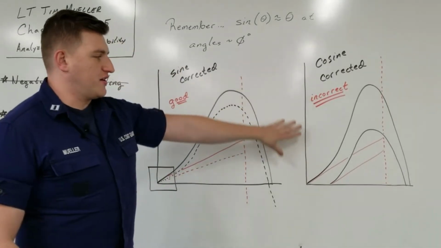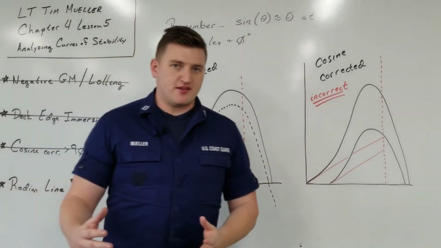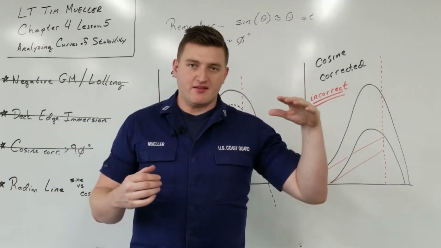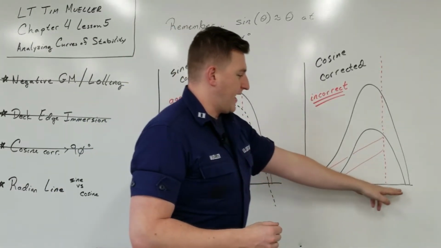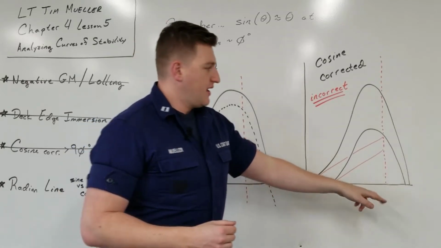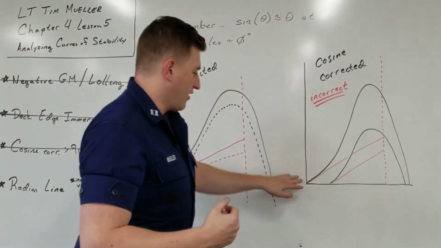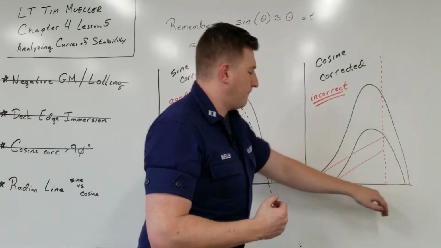Looking at this cosine corrected curve, we see that the ship is going to have an angle of list, and we've talked about that before. Cosine is a maximum at 0, it's 1 at 0, and it equals 0 at 90 degrees. So we're taking a lot away from the origin, and then slowly converging to some point.